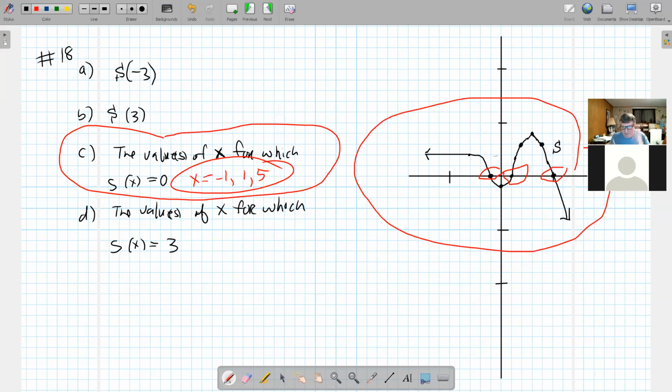Okay, all right. So the values of x for which s of x equals 3. So where does y equal 3? Well, that would be right here, wouldn't it? That's y equals 3 right there. Oh, so what values of x make y equal to 3?